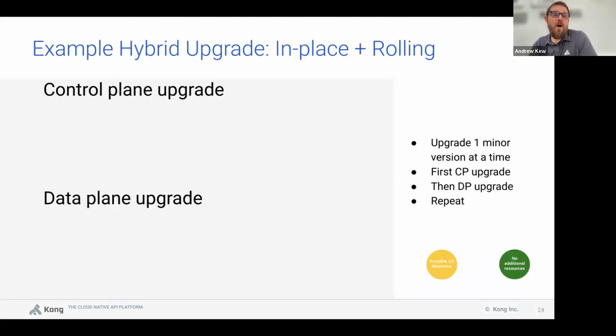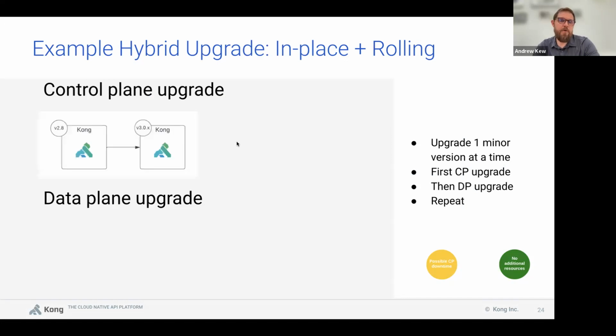I just want to give you an example of some upgrade strategies within hybrid, and what that looks like. This example is using an in-place and rolling strategy. This unfortunately has a bit of downtime with your control plane. If you're happy with that, then it works really well, and there are no additional resources, which is really good. So how do you do this?